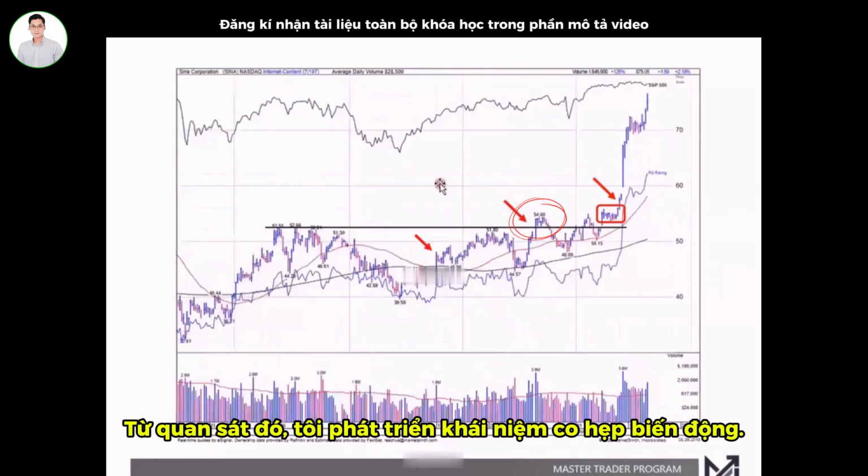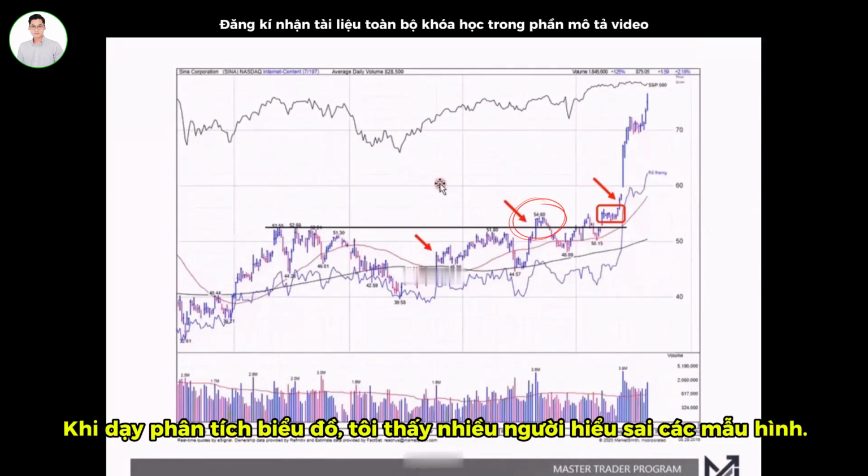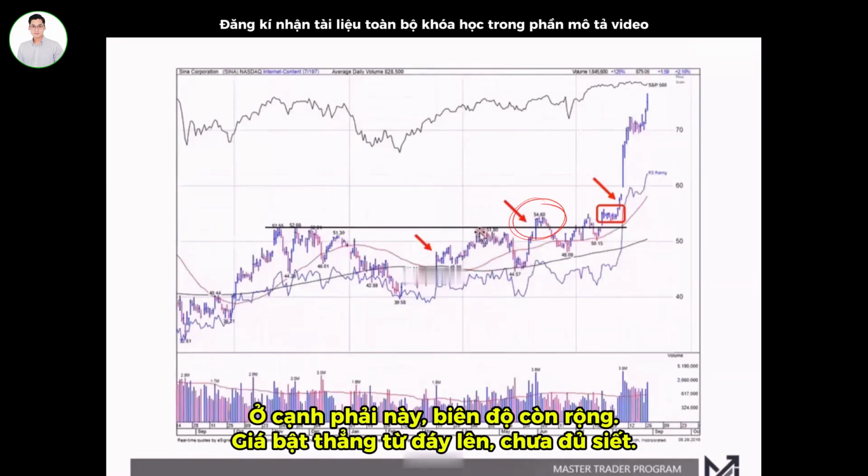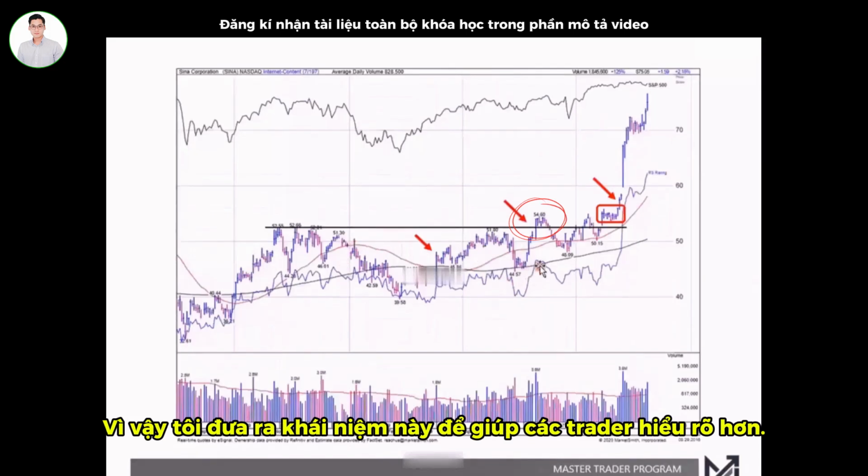And this is where volatility contraction comes in, where I came up with this because I was teaching other people on how to analyze charts. And I found that so many people were misinterpreting the charts and misinterpreting O'Neill's work and the cup with handle and these various price patterns. So again, on this right side here, this is too wide and it's just shooting right off the lows here. You don't have that tightness. So to be able to illustrate this is where I came up with the volatility contraction concept. And fortunately, it's really taken off and it's really helped a lot of traders better understand this.